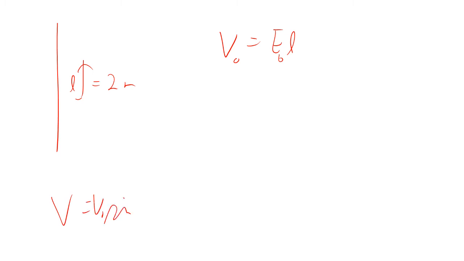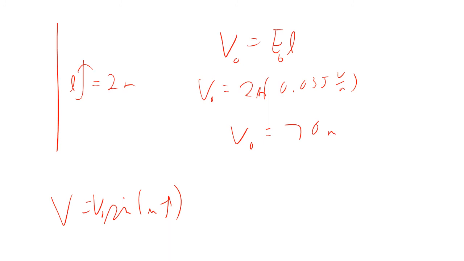If we say that the length of our antenna, L, is equal to 2 meters, then V equals E naught L, so this would be V naught, that's the maximum voltage. Remember the voltage is also going to be sinusoidal, V naught sine omega t. So V naught will in this case end up being 2 times 0.035 volts per meter, 2 meters. So that means V naught is going to be 70 millivolts. Okay, so that's the voltage.